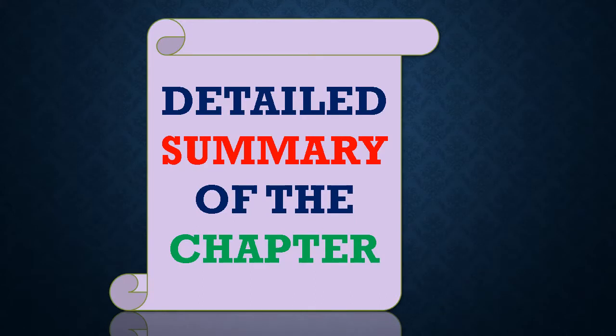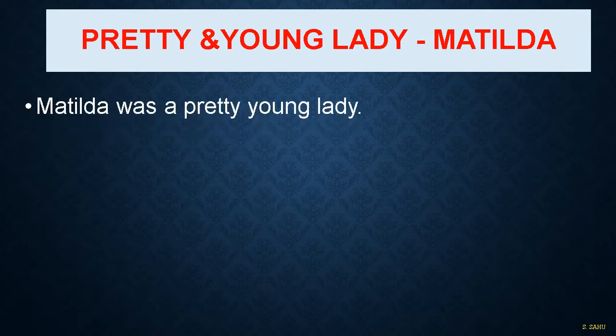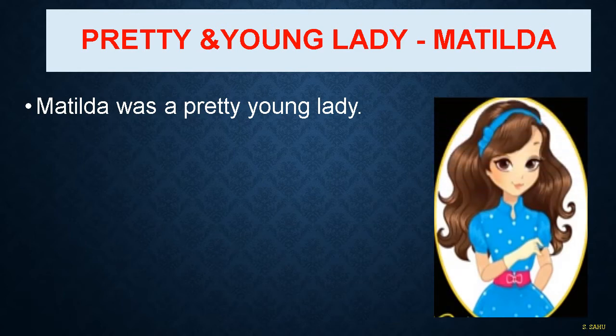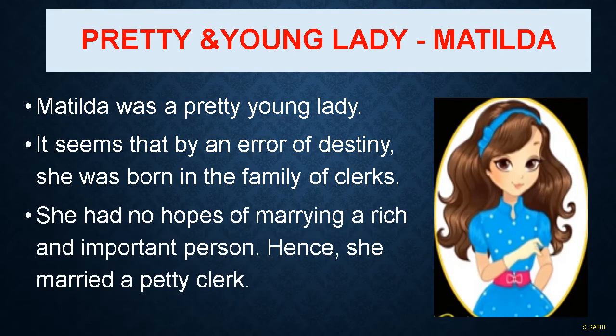Now we will see the detailed summary of the chapter. So, for better understanding, let's see the summary in detail for this chapter. At first, we have our central character Matilda, who is very pretty and young. Matilda was a pretty young lady. You can see in the picture how beautiful Matilda is. It seems that by an error of destiny she was born in a family of clerks. She had no hopes of marrying a rich and important person, hence she married a petty clerk.